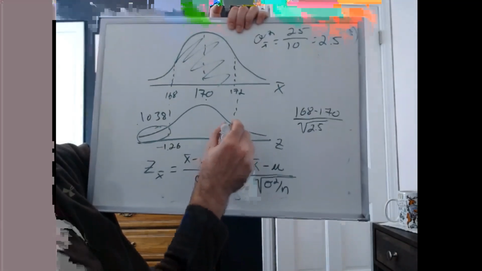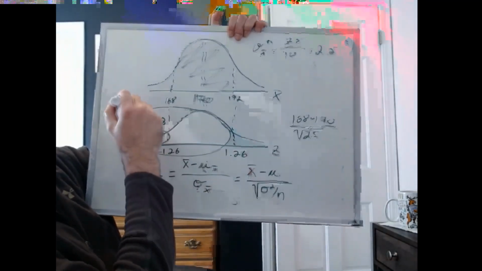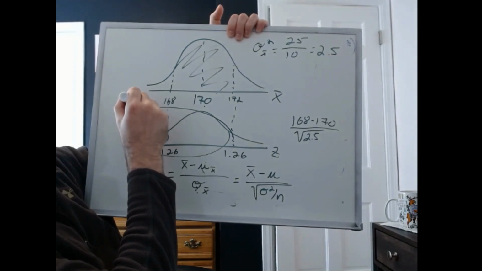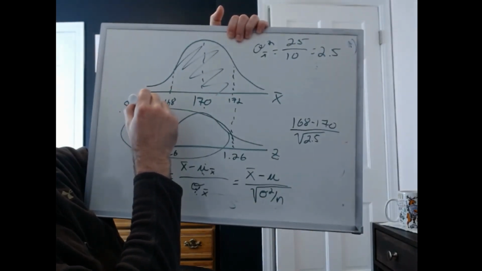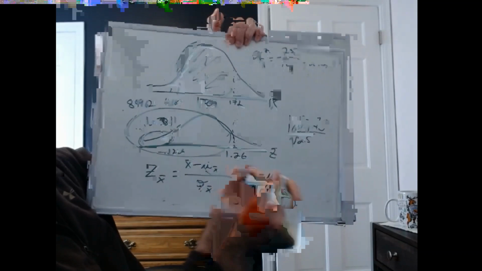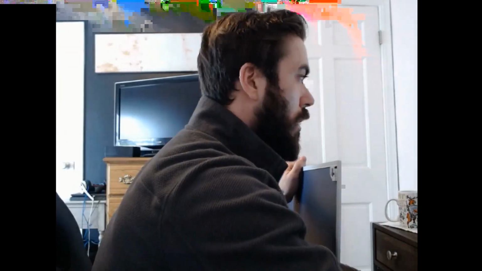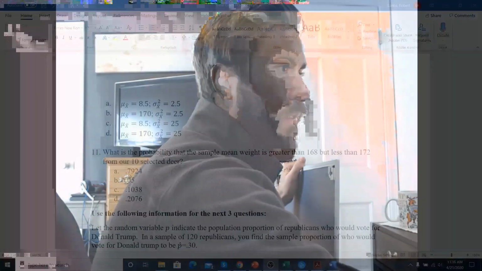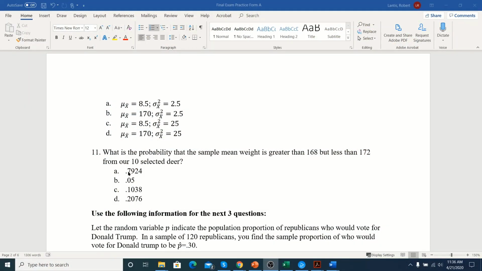But then the area to the left of positive 1.26, I looked up, was 0.8962. So subtract the smaller from the larger one, and what I'm left with should be 0.7924. If I subtract that 0.1038 from the 0.8962, I should get 0.7924. So it's the same process as the one we did before. It's just finding the z-scores that's a little bit more difficult.